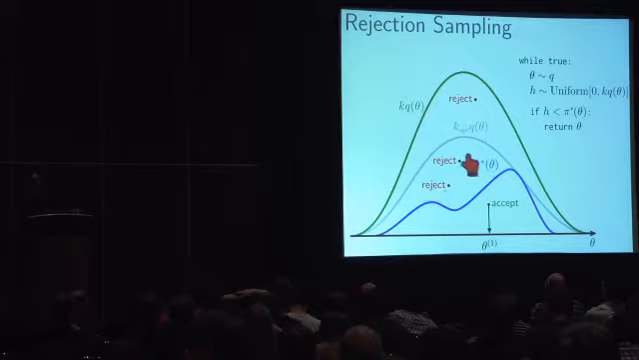So rejection sampling is one of the main methods used in library routines to sample from standard distributions, but it's basically not used very much in Bayesian computation, or at least not by itself, because it's very hard to get working. So we need some other ideas.